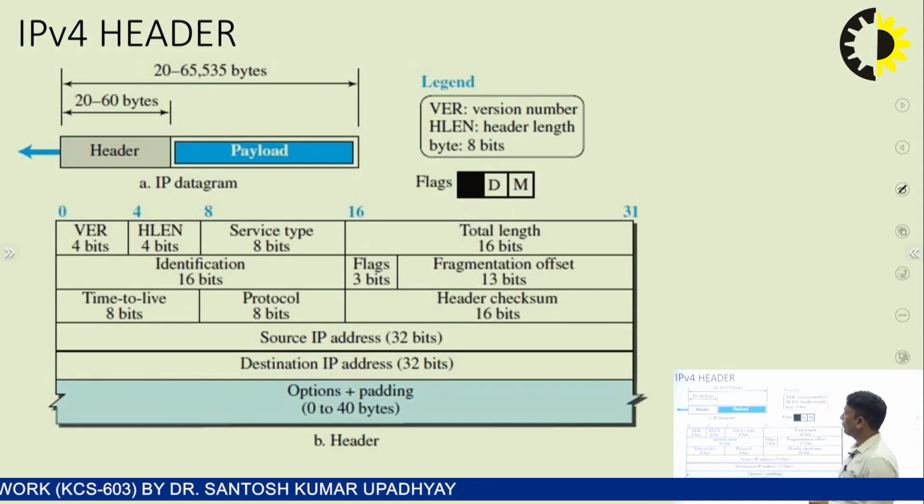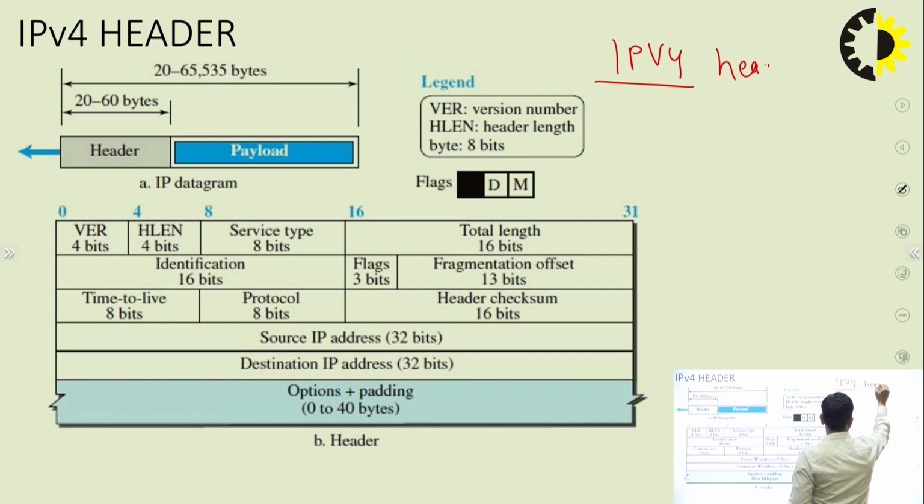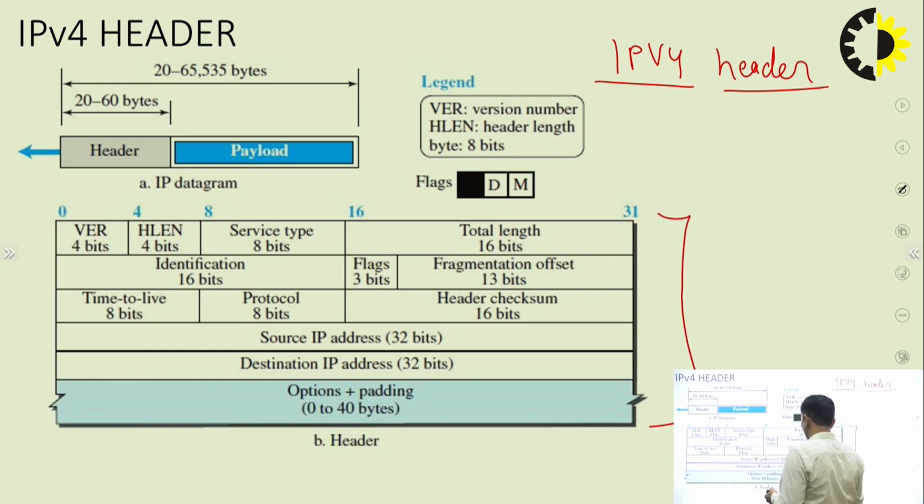Now we have to discuss the IPv4 header. Each and every protocol, like TCP, IP, IPv4, has a fixed header format with predefined fields, and these fields are used to take decisions during communication and during the transmission of data from source to destination. Here we can see the IPv4 header format.